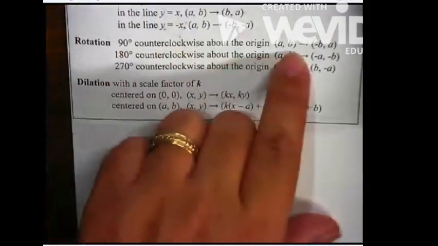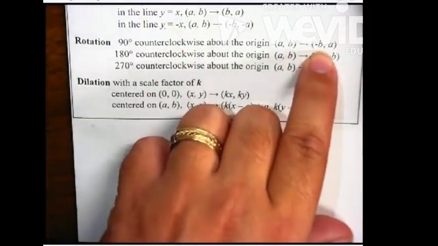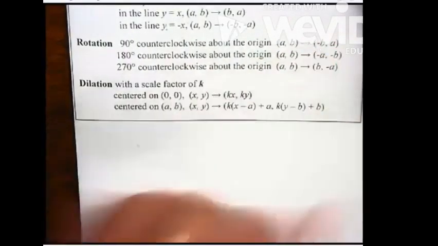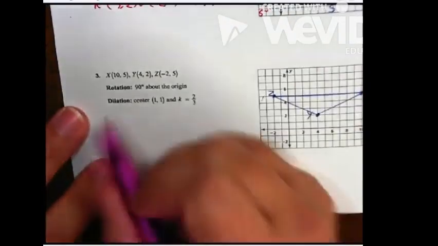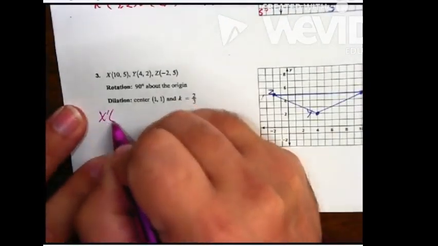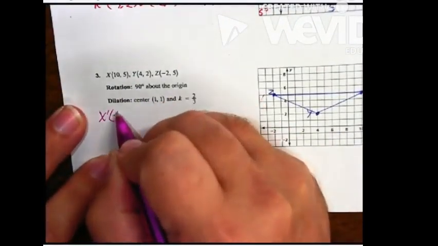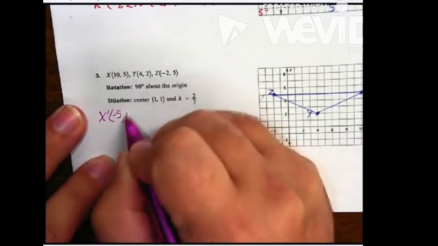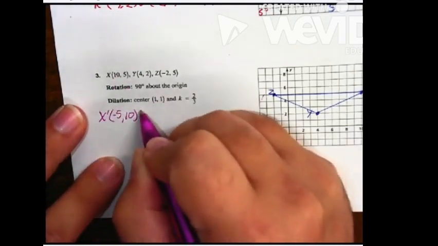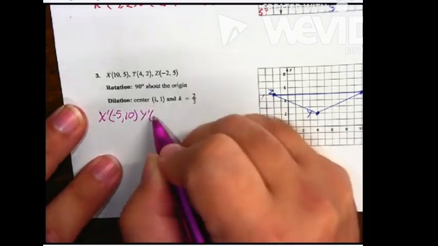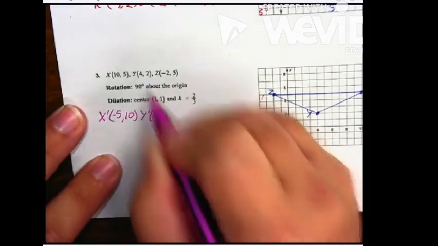90 degrees counterclockwise, and we have (a, b) maps to (negative b, a). So we're going to change position, and b changes signs. So that means X prime, the 5 comes to the front and changes signs. So that's negative 5. The 10 moves to the back. Y prime, 2 moves to the front and changes signs. 4 moves to the back.